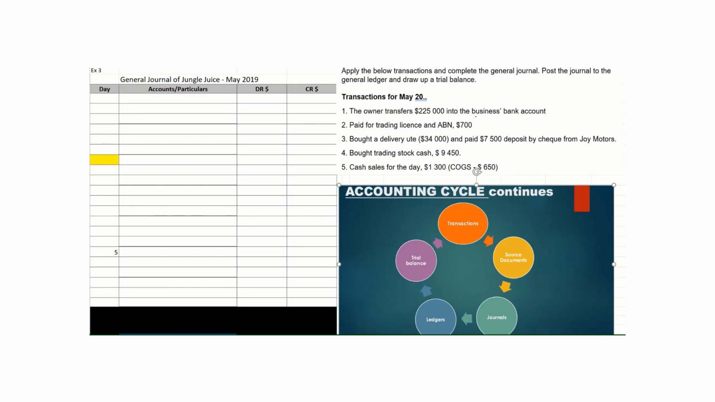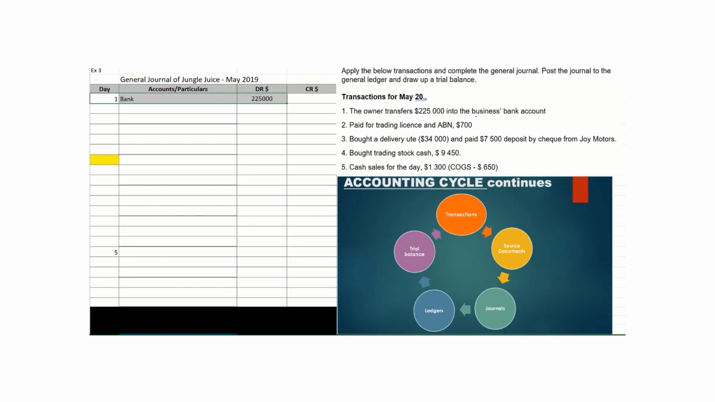Now, you have to know the nature of these accounts in order to do this. Now, we work out bank or cash at bank increased. It's an asset. It has a debit nature, so I debit bank. The other account involved is capital, which is owner's equity, which has a credit nature and increases on the credit side. So there is our double entry, debit bank, credit capital.